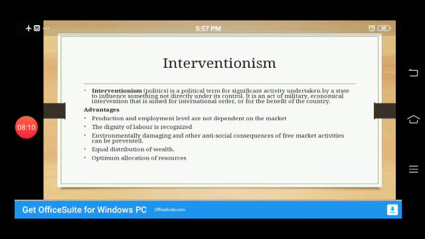Number three, environmentally damaging and other anti-social consequences of free market activities can be prevented. Number four is equal distribution of wealth. The state can promote equality of income distribution among the population. The last one is optimum allocation of resources. When the state is intervening, it can optimally allocate the resources where it is necessary, and where it is not, they will not allocate the resources over there.